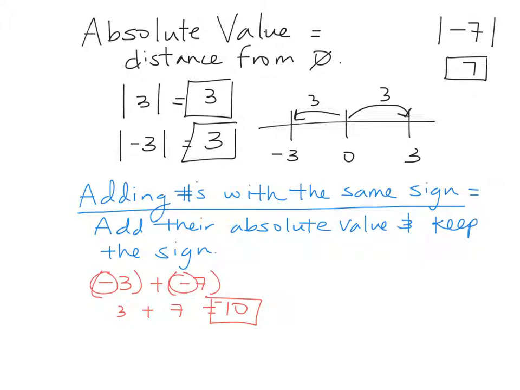Whereas if I did 8 plus 11, okay? They have the same sign. They're both positive. What's the absolute value of 8? 8. What's the absolute value of 11? 11. You add them together and you keep the sign. They were positive. So you get 19, okay? So it's just a matter of adding the two numbers' absolute values, but keeping the sign that's attached to them, okay? That's the first one.